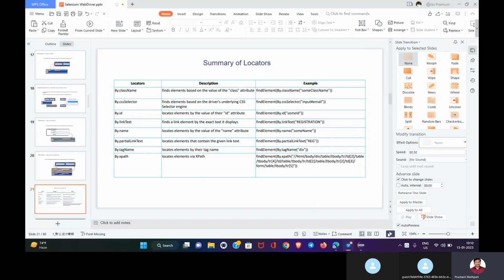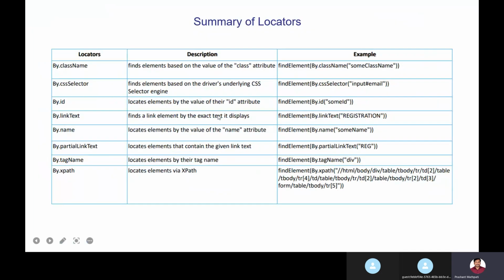Next, this is the complete summary of the locators. The class name is not working for me. So let's say by dot class name, what it will do is find the element based on the value of the class attribute. So here, how do we find that by class name? Find the element by class, and there we can find a class name.